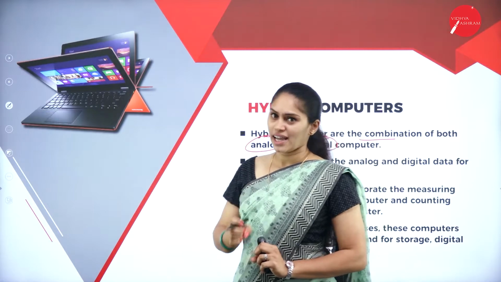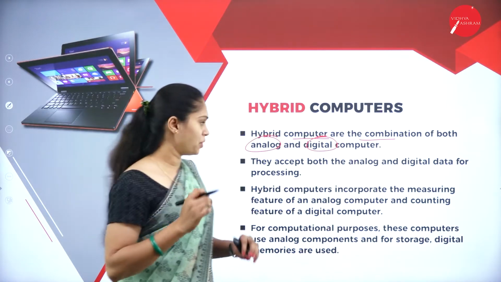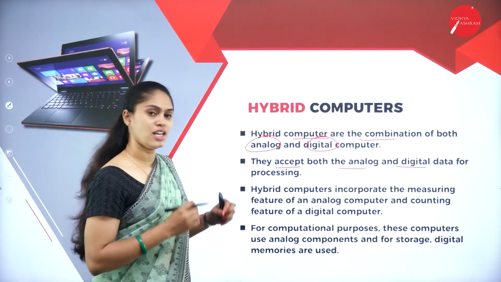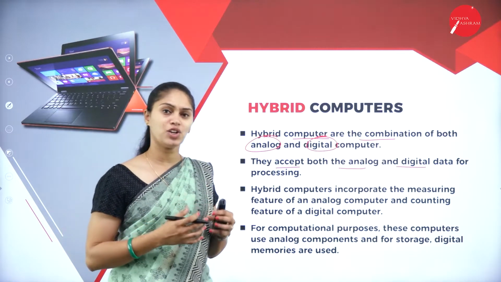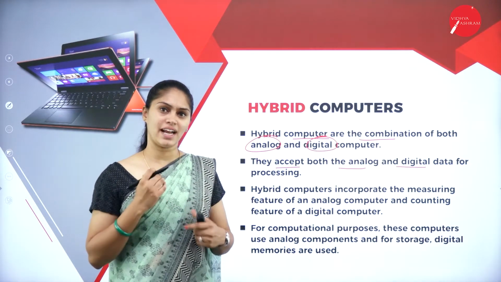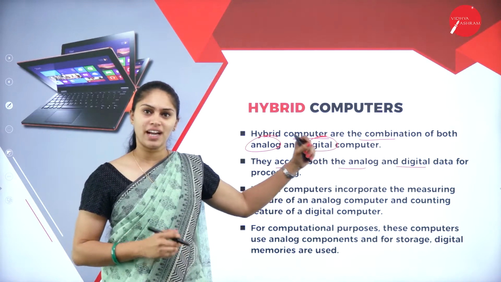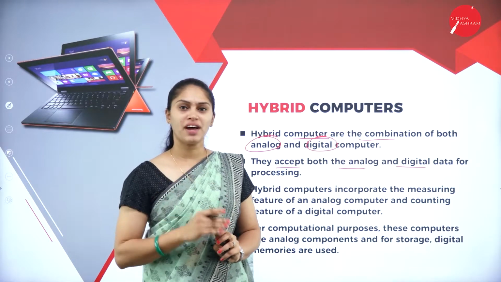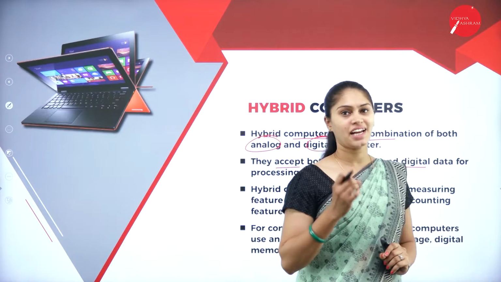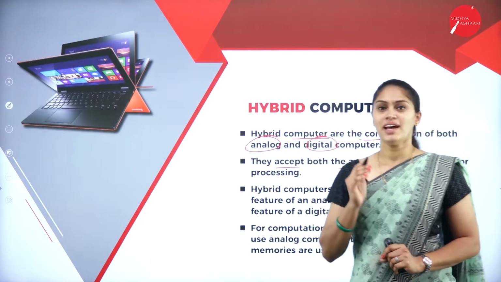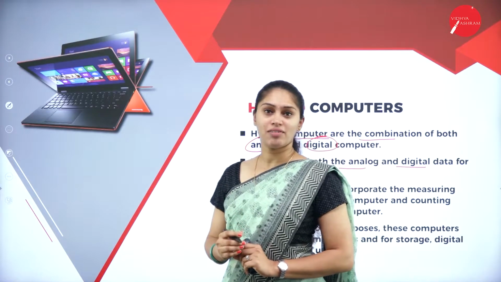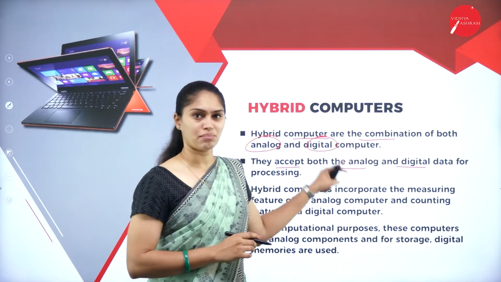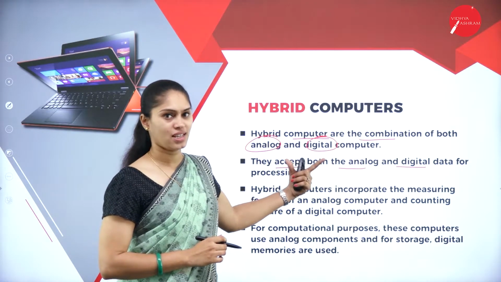So they take the characteristics of both types of computers. Here they accept both analog and digital data for processing. We use these kinds of computers for data handling. So what type of data can I give? I can give either continuous data or discrete data. If I give continuous data as my input, then it will incorporate the characteristics of the analog computer. If I give discrete values or discontinuous data, at that time it will incorporate the digital computer's characteristics.